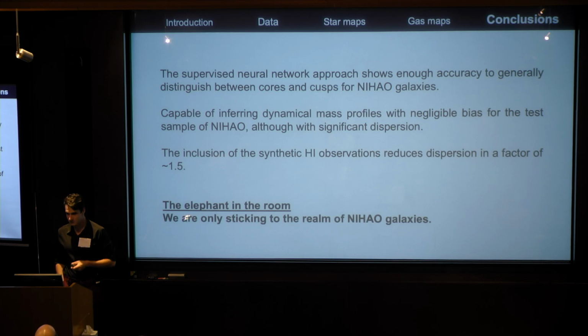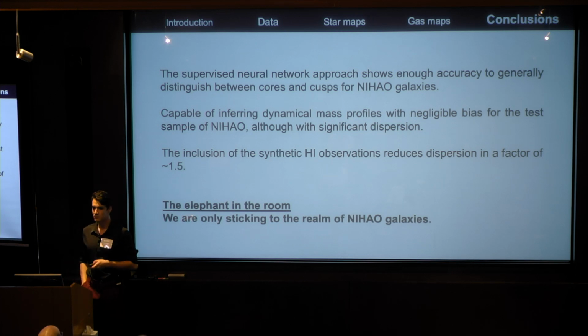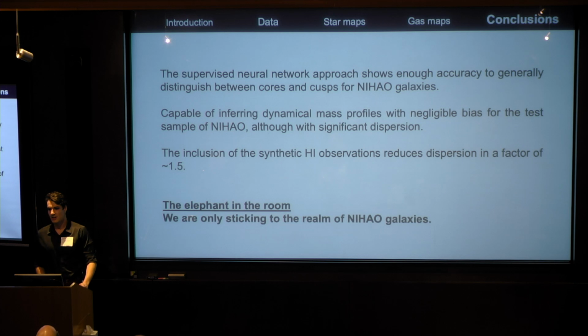Hello. Thank you for the talk. I have a lot of questions, but I want to ask some clarification questions on the data set. So for Nihao, what is the resolution of Nihao? Because usually when you look into hydro simulations, there's a resolution limit of how low you can resolve the core. Like at one point, the simulation can no longer resolve the core. So I guess that's my first question. And my second question is, what's the distribution in the simulation of core versus cusps? Like what fraction of the galaxies that you train on are cores and what fraction are cusps?